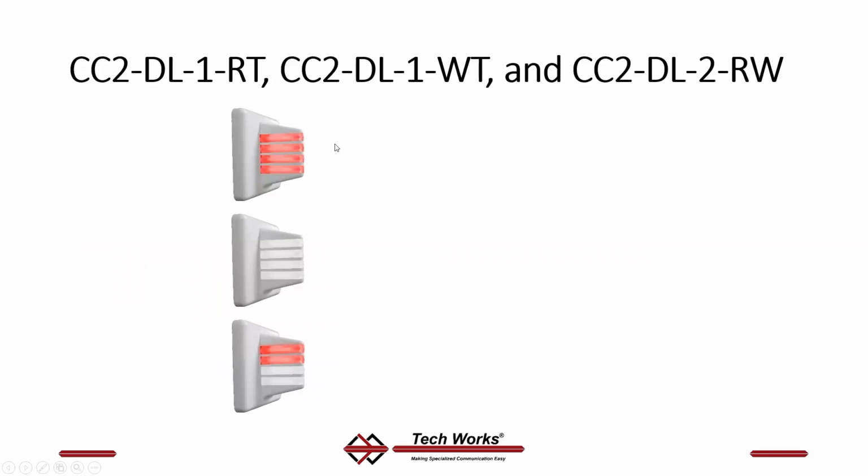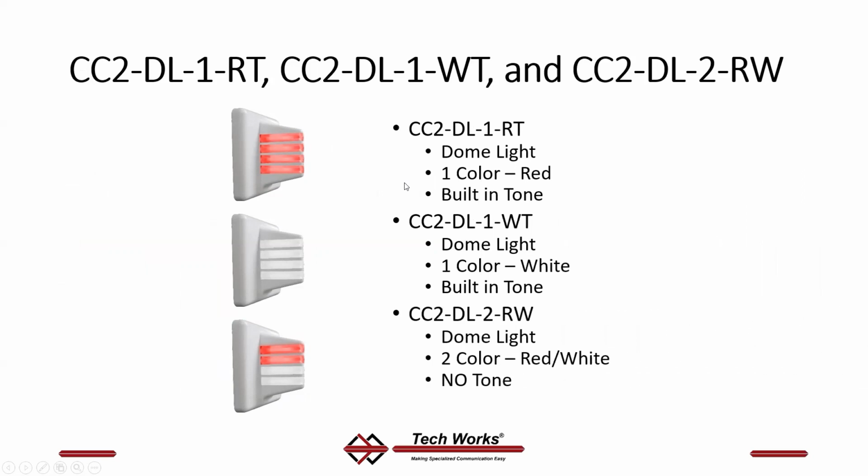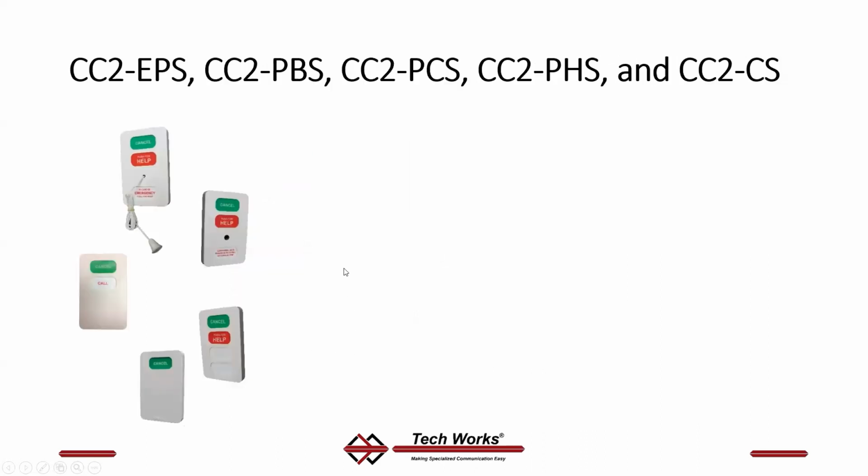Let's talk in detail about these three lights. They are all the same. The difference is just the color. And like I said, the DL2RW is just a passive dome light. It's literally a light bulb. It's an LED, but behind two elements, red and white, and there is no tone. However, as I said, if you do need a two color with tone for some custom job, we can add tone to this station.